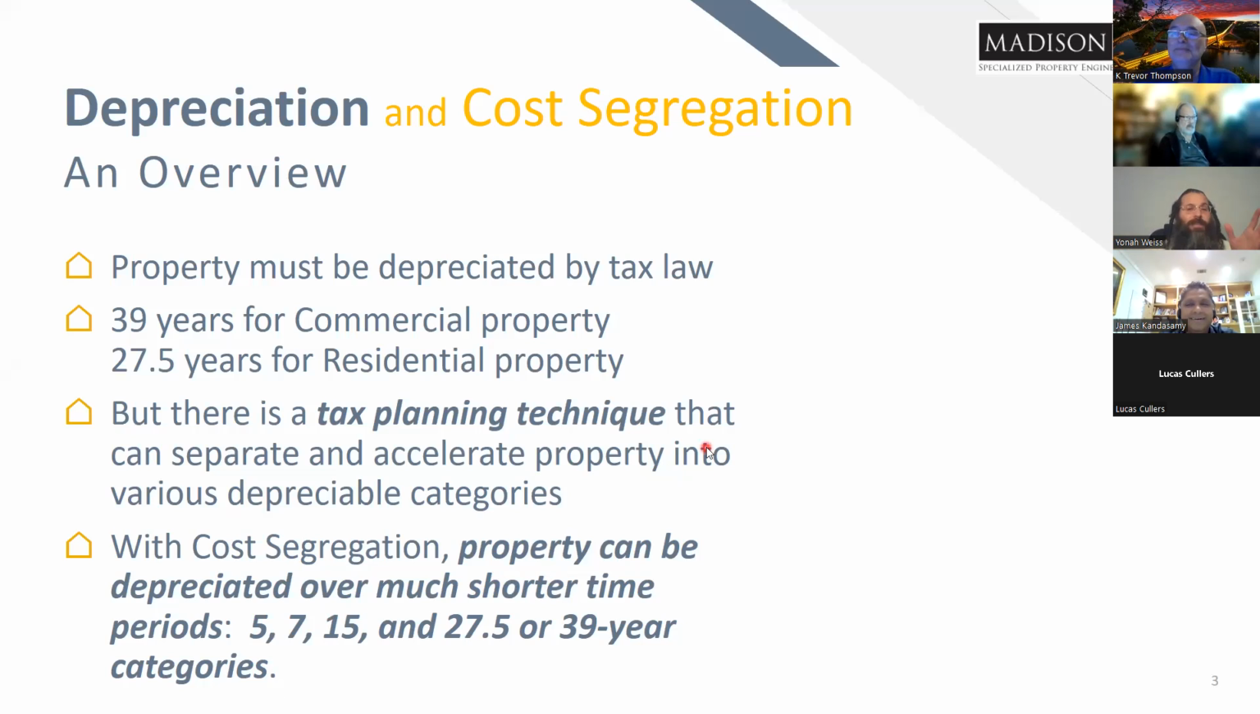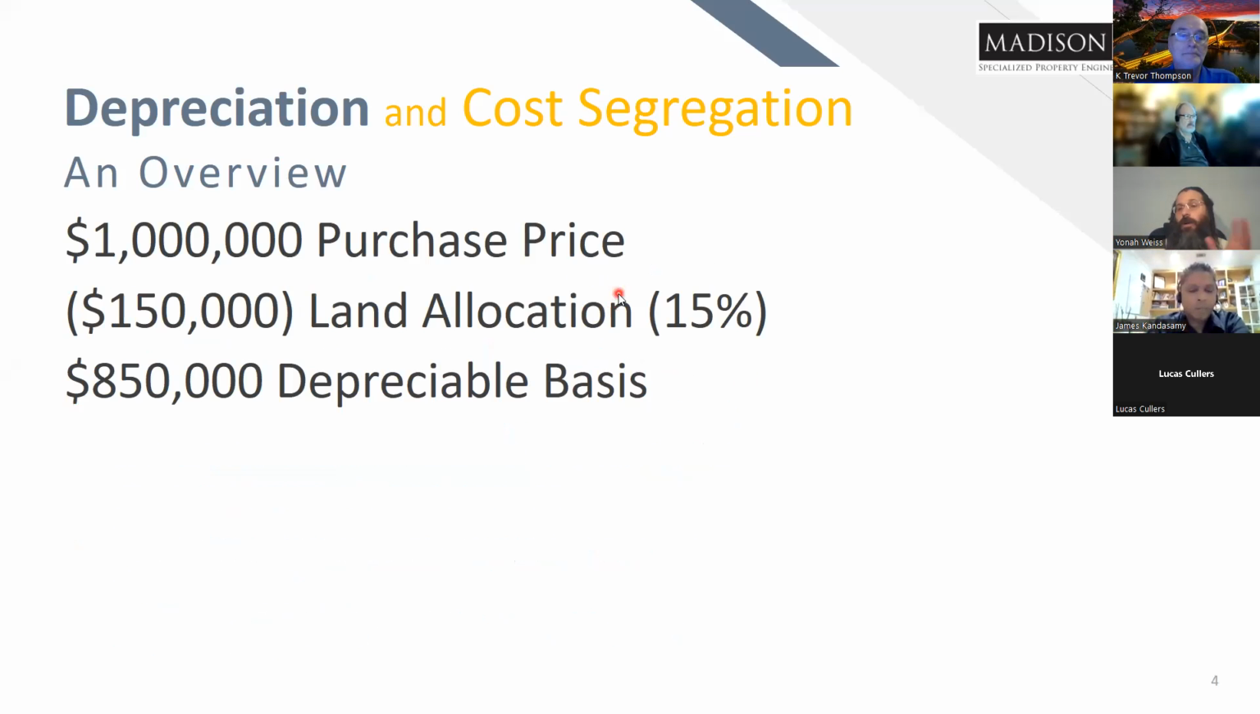But the good news is that we're really right at the beginning here. So depreciation, again, you can either take it over a 27.5 or 39-year period, a little bit each year, this deduction, or you can accelerate that depreciation into these different categories. And how that works, we'll just show a simple example.